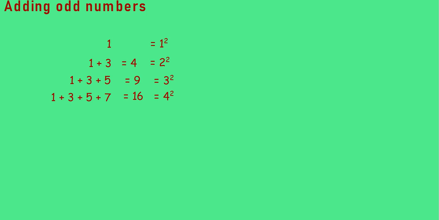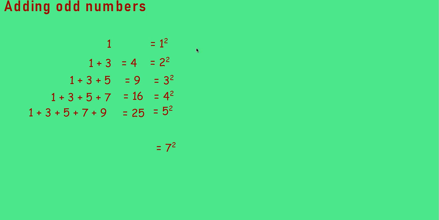Do find out yourself the sum of 5 successive odd numbers. That is 1 plus 3 plus 5 plus 7 plus 9. Is it a perfect square? As you get 25, it is the square of 5. If it is so, how can you express 7 square?